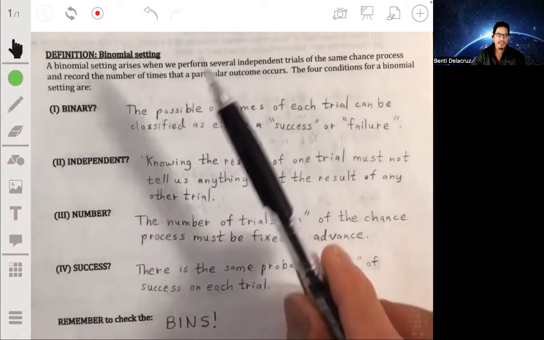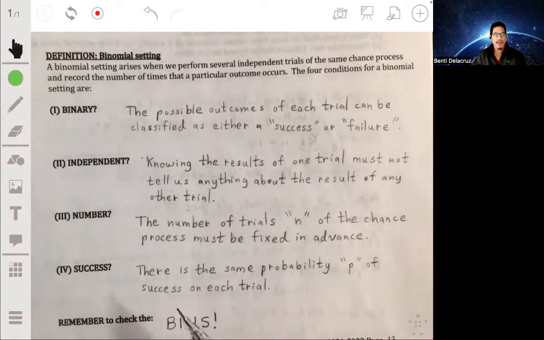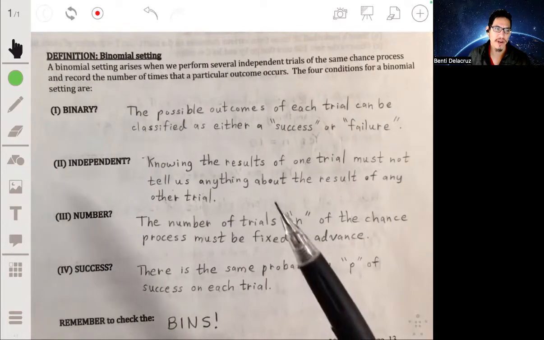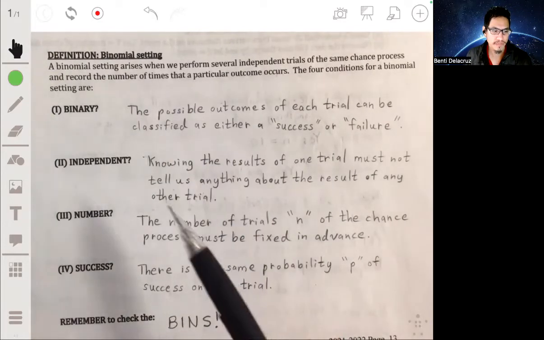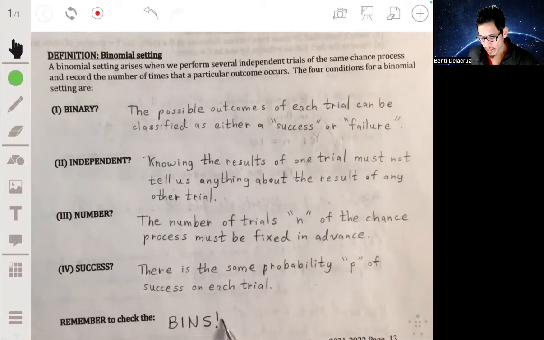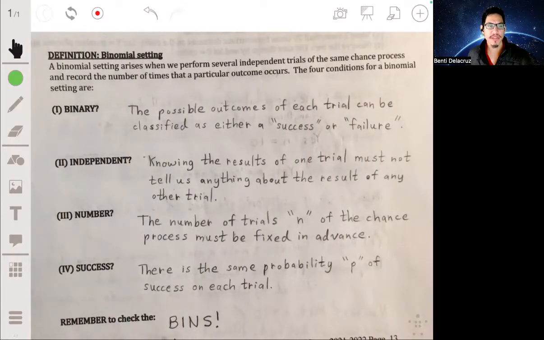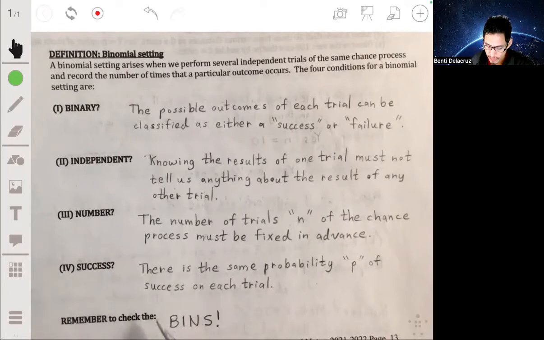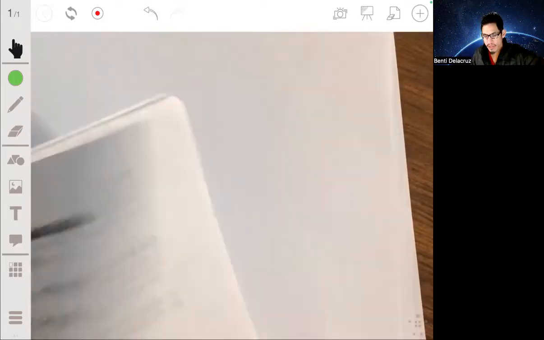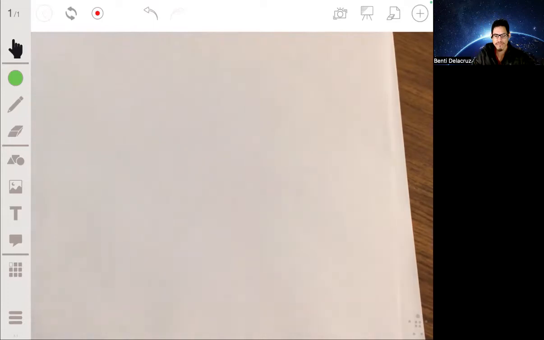So these 4 conditions, when met, mean that a variable is a binomial random variable. A good acronym to remember what conditions you have to meet is the word BINS: binary, independence, number, and the success condition. All right, so let's go through some examples. It's always good to learn this stuff.